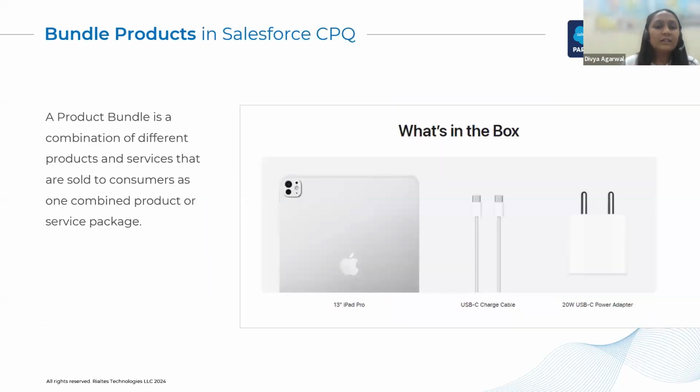Discussing bundle products in Salesforce CPQ, bundle products are something which are sold together. For example, if I'm buying an iPad Pro, then I'll get a USB charger along with the cable, the adapter and cable, I'll get both. So this is a bundle product. A product bundle is a combination of different products and services that are sold to customers as one combined product or service package.